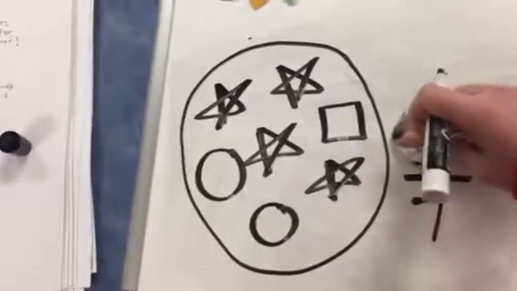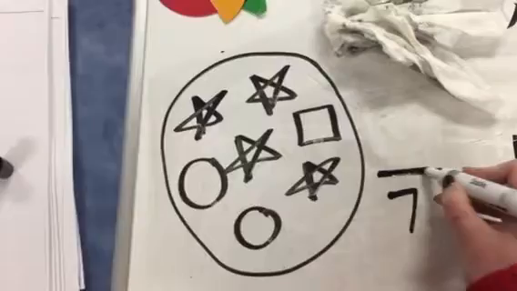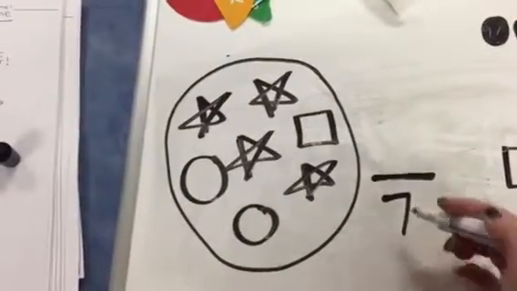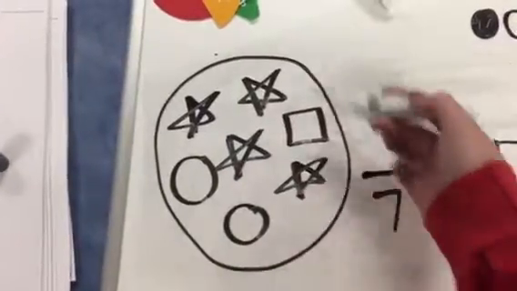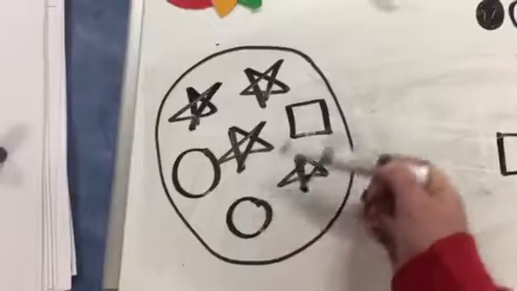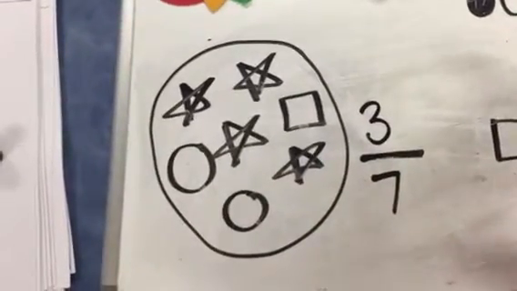Let's say I wanted to ask you what fraction of this picture is circles and squares. So the 7 stays the same because there's 7 in my whole. But how many are circles and squares? 1, 2, 3. 3 sevenths are circles and squares.